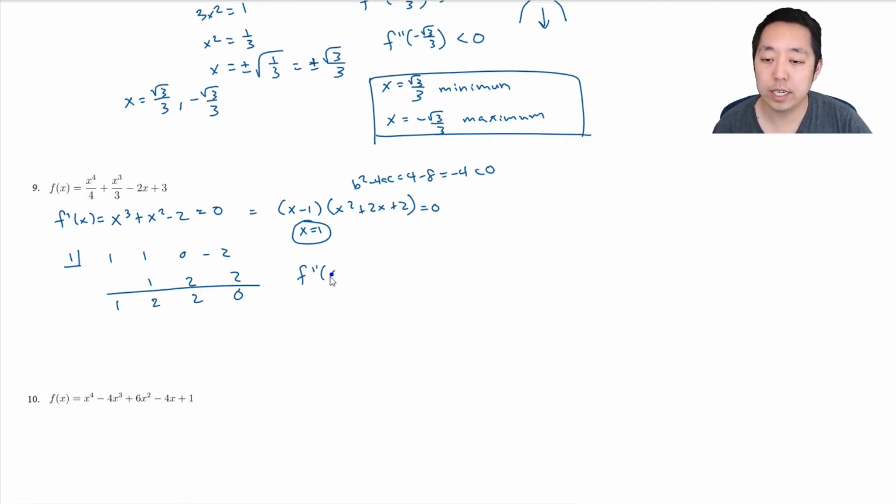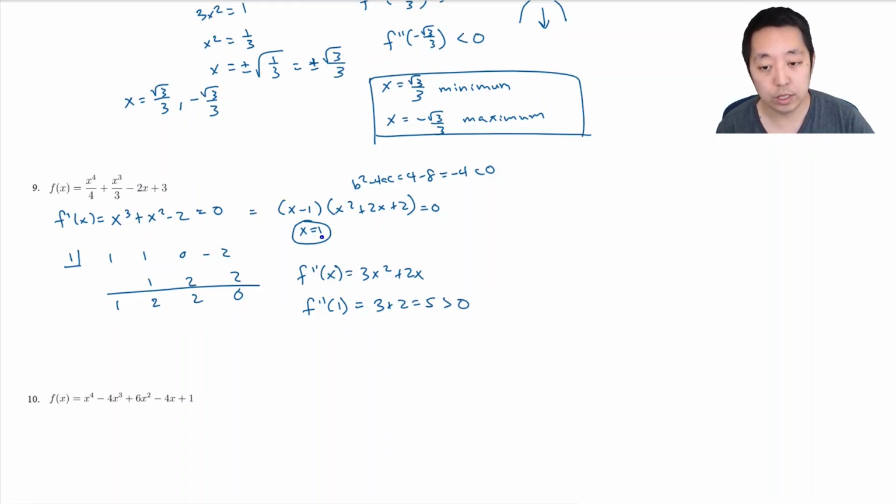And then I look at the second derivative. That's 3x squared plus 2x. And I want to calculate what happens at 1. I get 3 plus 2, that's equal to 5, and that's greater than 0. So this critical number is concave up. Concave up looks like that, so that makes x equals 1 a minimum.